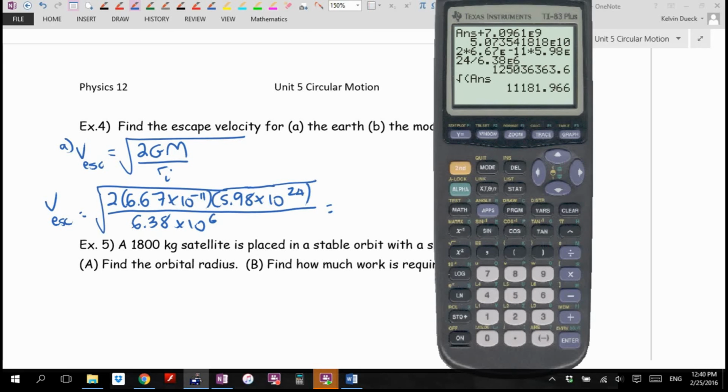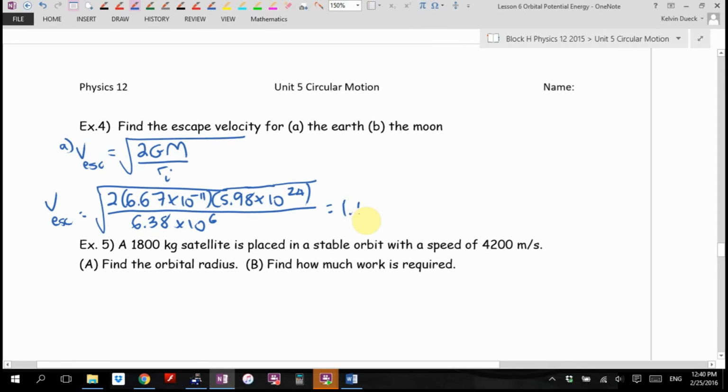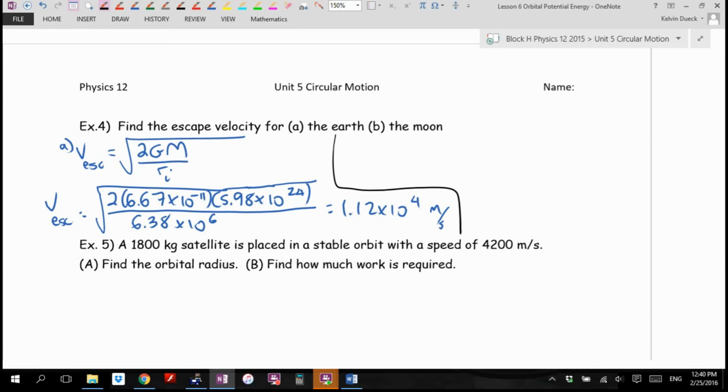11.2 thousand meters per second. 11.2 kilometers a second. I'm going to write 1.12 times 10 to the 4th meters per second. We've done that. The New Horizons, the one that went to Pluto, went much faster than that, as a matter of fact.